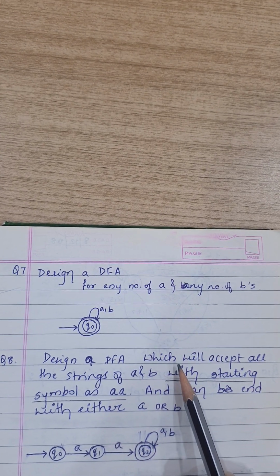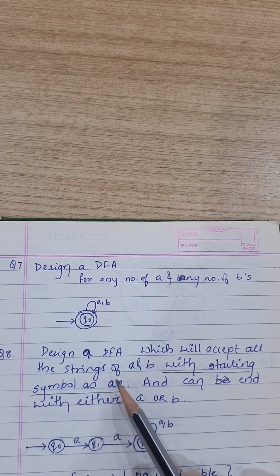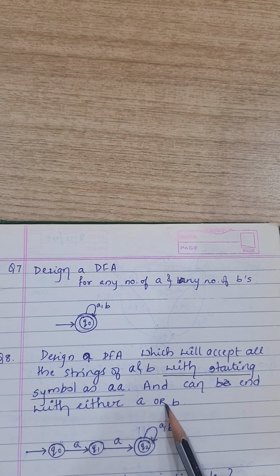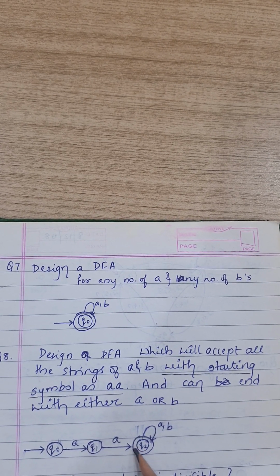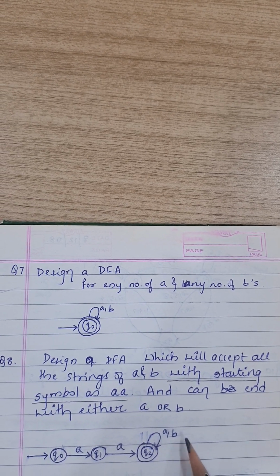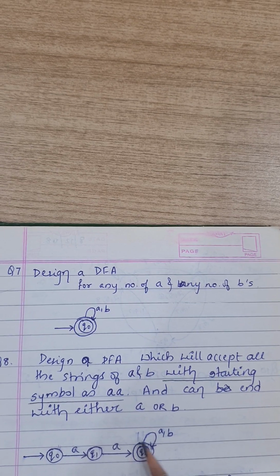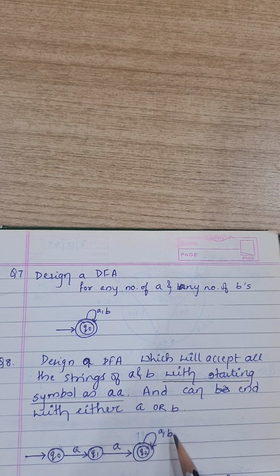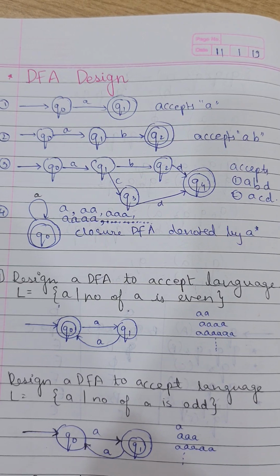Next DFA will accept all strings of A and B which have the starting symbol AA, and at the end we can have A or B, anything. So we start with A mandatory, next A mandatory, after that I can have A or B, anything. This comma specifies or, and this is the final state. So we will be accepting AA followed by A or B, anything, any number of times.